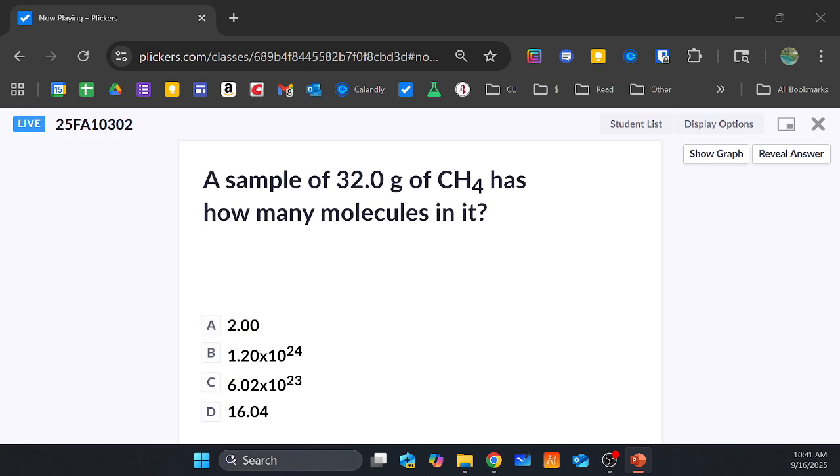Okay, now, what do we have? 32.0 grams of CH4, right? So I'm going to write CH4 here. I'm actually going to move that up. All right, so that is what we have. And what do we want? Well, we want the number of molecules of CH4, right?